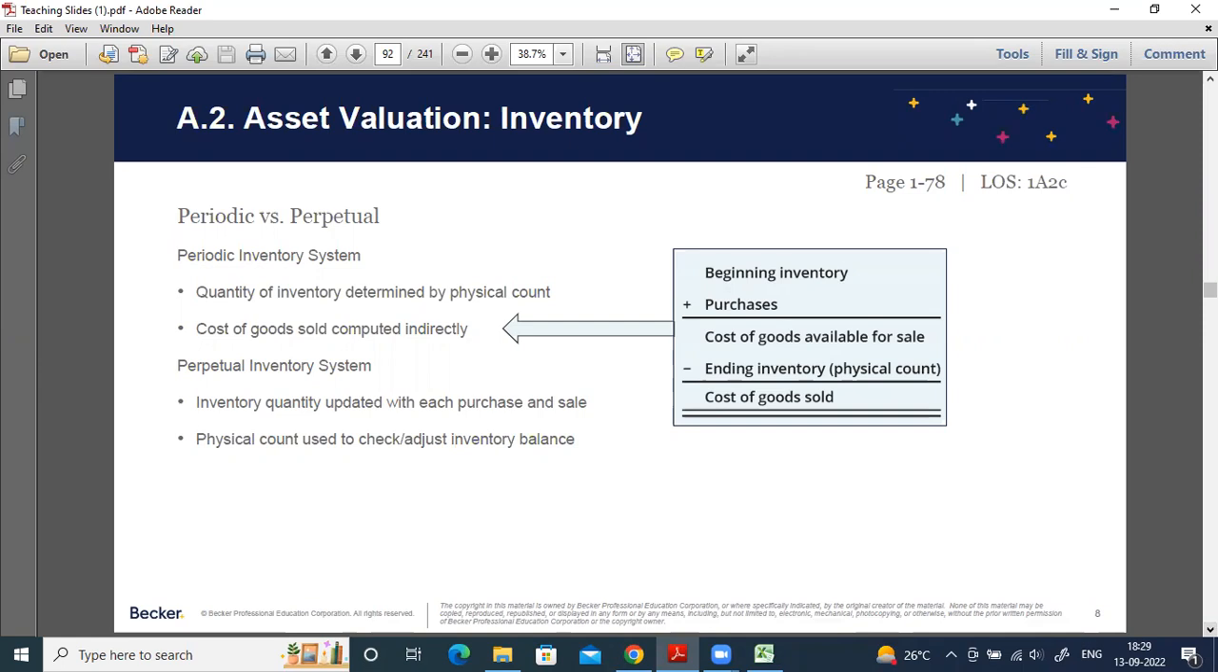Now, periodical inventory system, here the quantity of inventory is determined by physical count and cost of goods sold is computed indirectly. And if it is a perpetual inventory system, inventory quantity is updated with each purchase and sale. So it means whenever there is a purchase and sale, the inventory quantity will be updated, and physical count is used to check and adjust the inventory balance.